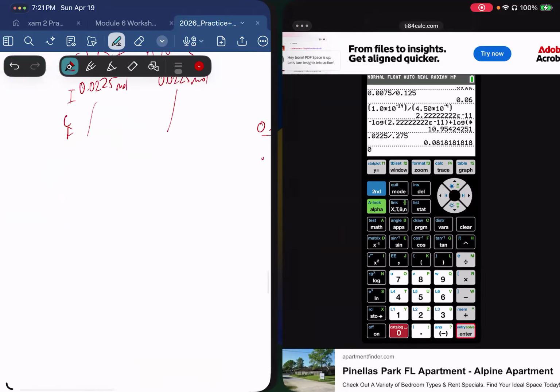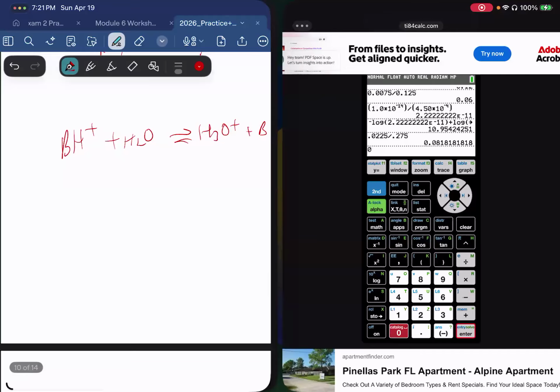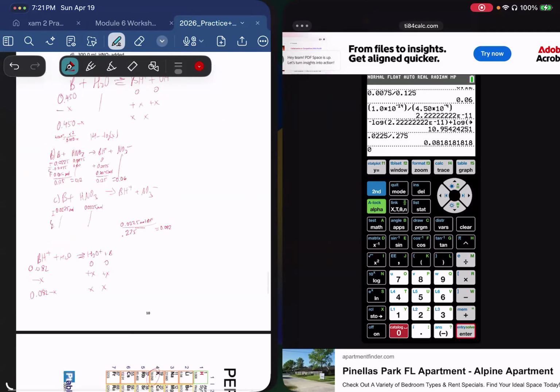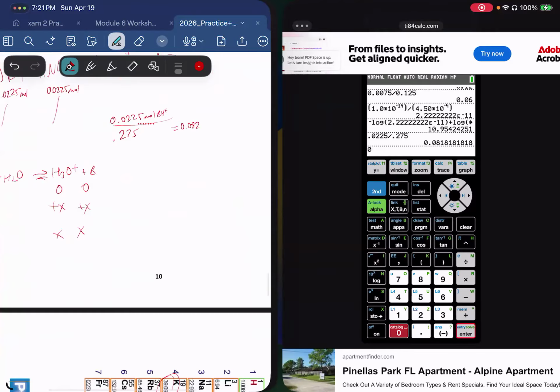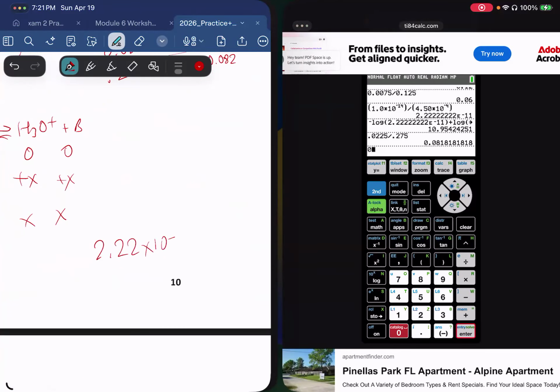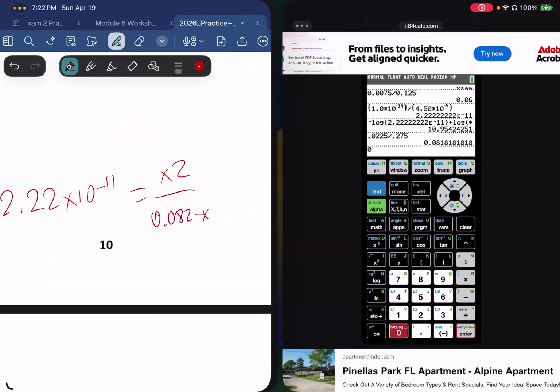That's the concentration. And so now we have to do an ice chart with BH plus H2O, and that yields hydronium plus B, right? And we need to figure out what the hydronium concentration is. So we got 0.082 minus X, 0 plus X, and X. We figured out what the Ka is before. So the Ka value is 2.22 times 10 to the negative 11 equals X squared over 0.082 minus X.